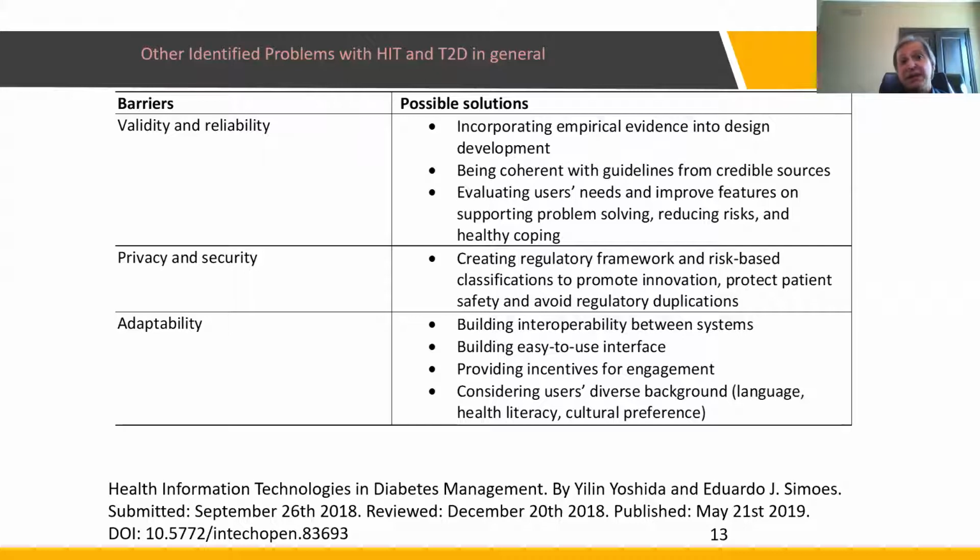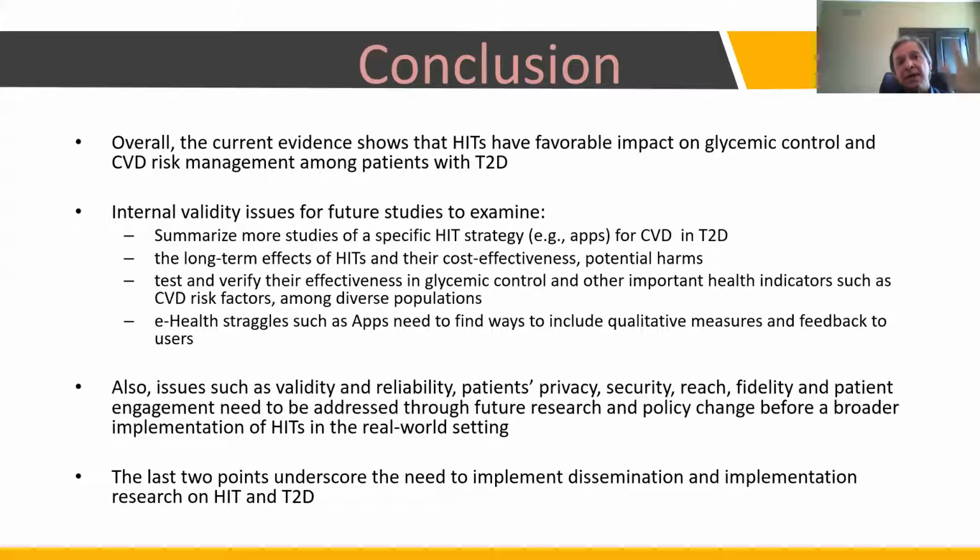Then we found issues with validity and reliability, privacy and security, and more importantly, patient engagement, reach, adaptability, things of that nature. So we concluded that there are issues with internal validity, but what was more curious, because meta-analyses are so powerful for internal validity, is that a few elements were still missing in those clinical trials, though most of them hit the bullseye in terms of finding a reliable and valid effect measure. I would say their validity overall is pretty good, but there are issues there too. However, we found issues related to reach, fidelity, and patient engagement that needed to be addressed by future research. And the last two points underscored for us, about 2 years ago, the need to implement dissemination and implementation research on HIT and type 2 diabetes.